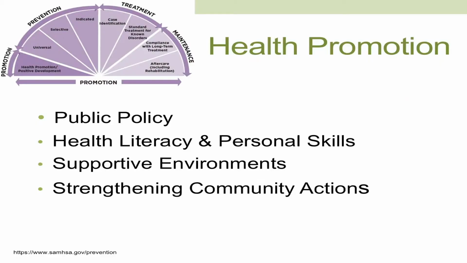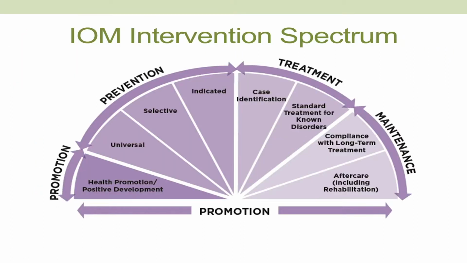Health promotion programs help people to increase control over their own health. Some examples include building healthy public policy, increasing health literacy and personal skills, building supportive environments, and strengthening community actions. Prevention programs aim to do just that, prevent problems before they begin. Once risk and protective factors have been identified, prevention scientists design and test prevention programs using complex statistical techniques to see if the programs work.